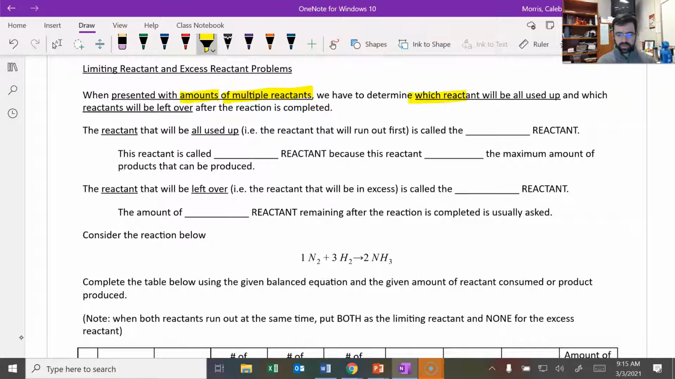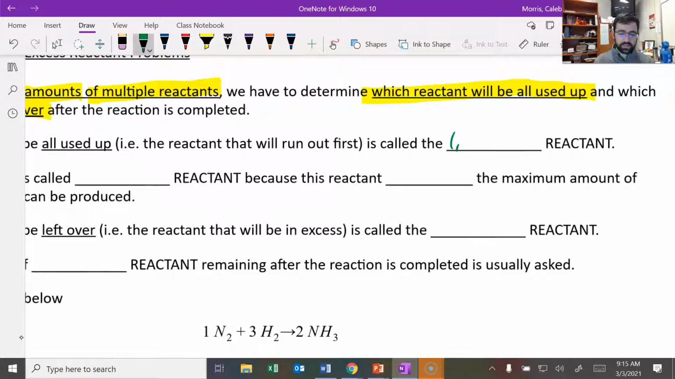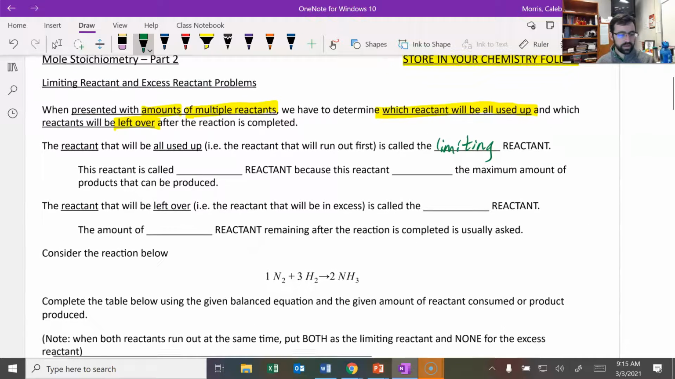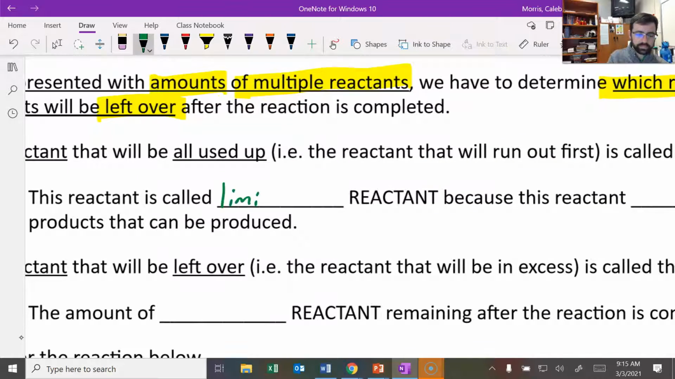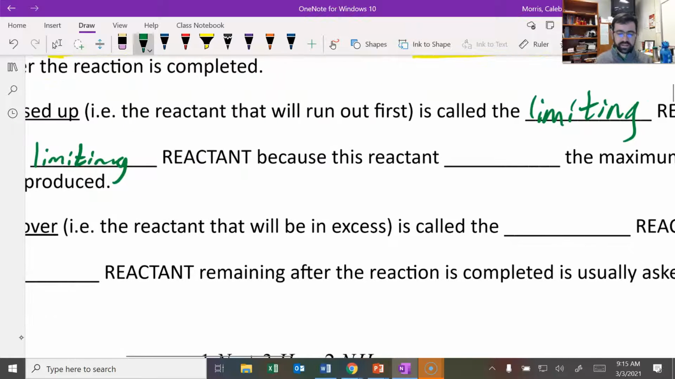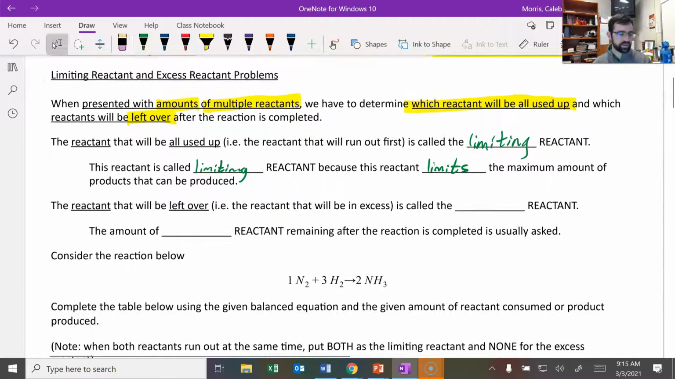When you have multiple reactants that are given, so more than one amount of reactant, we have to determine which reactant will be all used up and which will be left over after the reaction is completed. The reactant that will be all used up, in other words, the reactant that will run out first, is called the limiting reactant. This reactant is called the limiting reactant because it limits the maximum amount of products that can be produced.